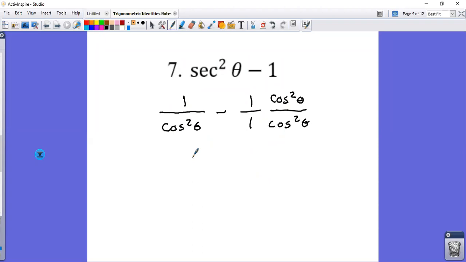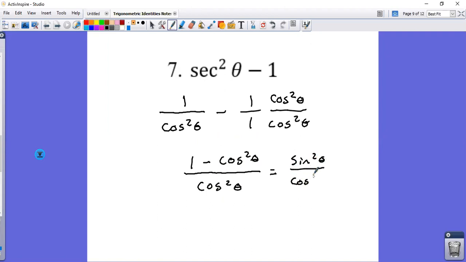So this would be 1 minus cosine squared theta over cosine squared theta. And this is also on our trig identity. So if you look back at those first identities I showed you, 1 minus cosine squared theta is sine squared theta over cosine squared theta. And sine over cosine is tangent. Since it's squared, you just get tangent squared theta.